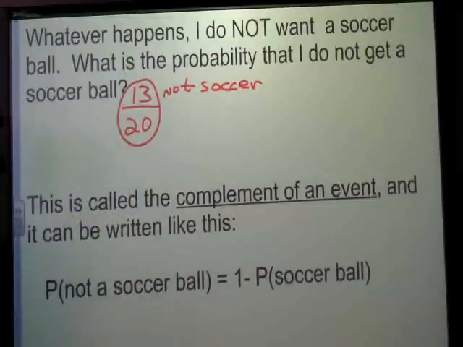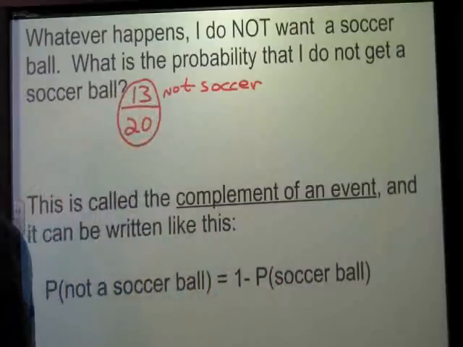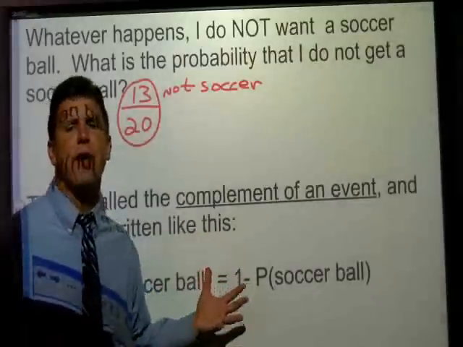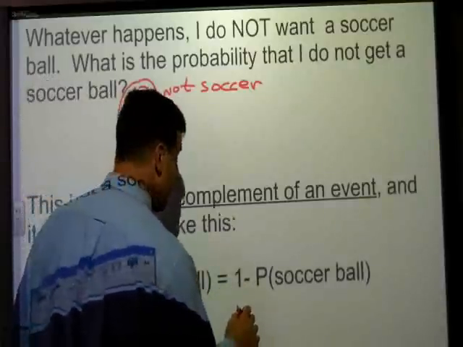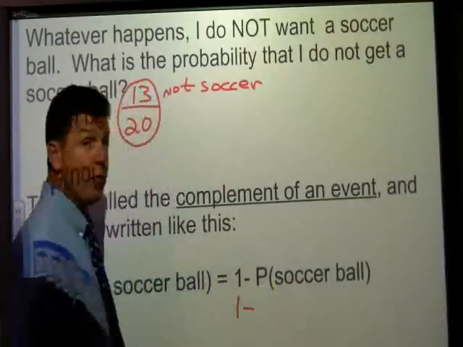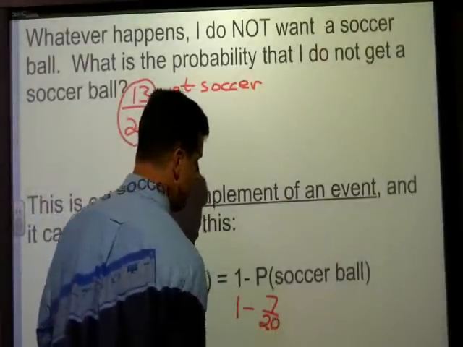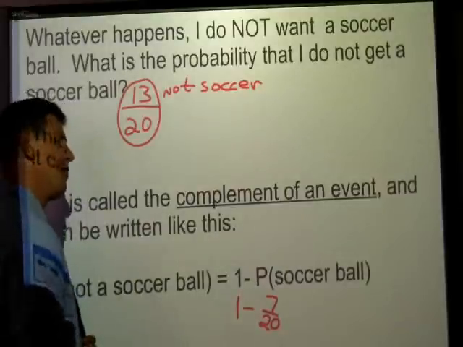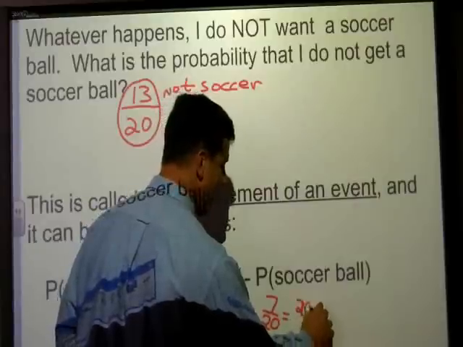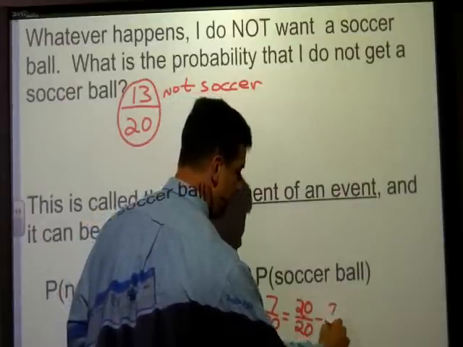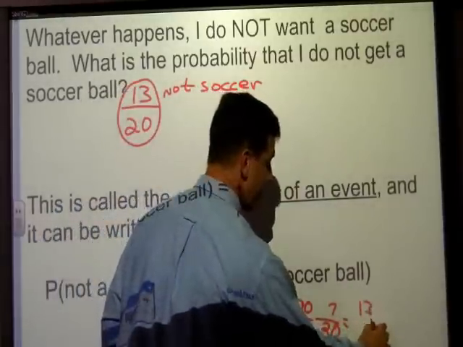You can say the probability that we don't get a soccer ball is equal to 1 minus the probability that we do get a soccer ball. 1 representing 100% all the possible outcomes. So if you look at it this way, the probability that you do get a soccer ball, there's 7 soccer balls out of 20 total. 1 minus 7/20. If you don't remember, you're working with fractions. We find a common denominator, so that's 20. 20ths minus 7/20. You subtract the numerator for a total of 13/20.